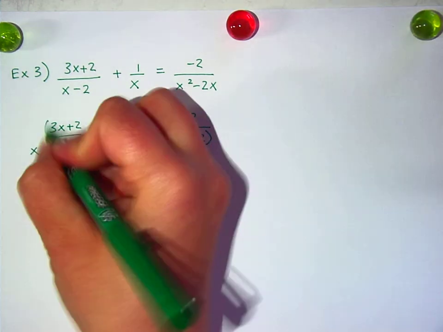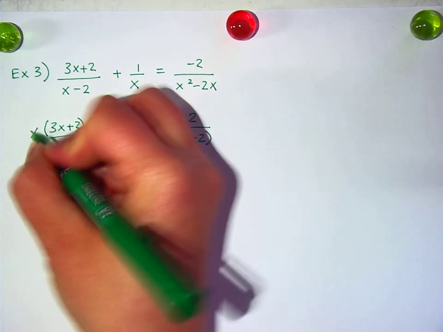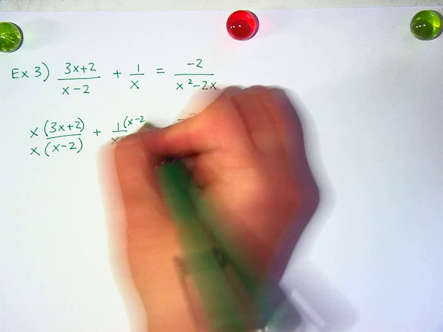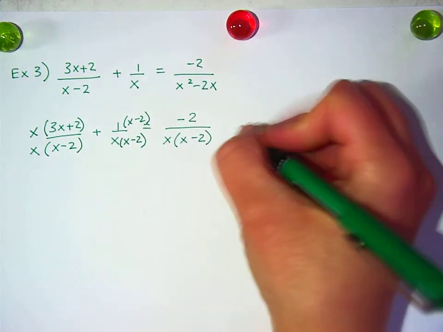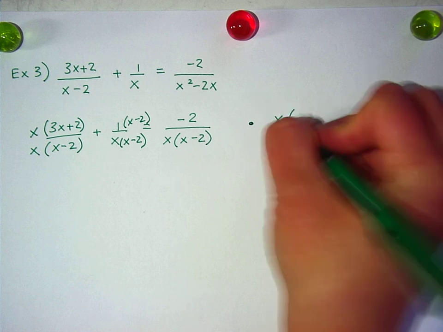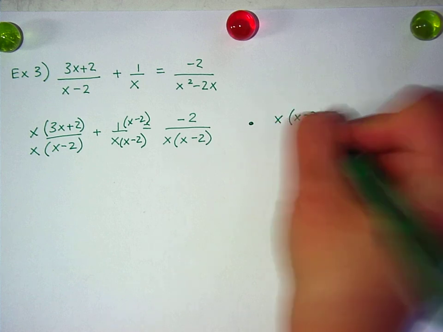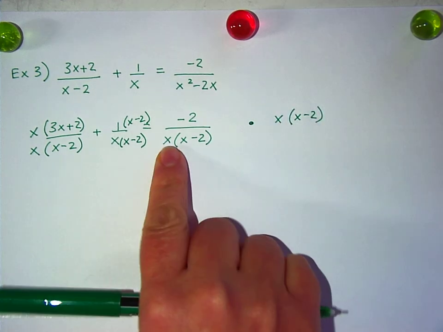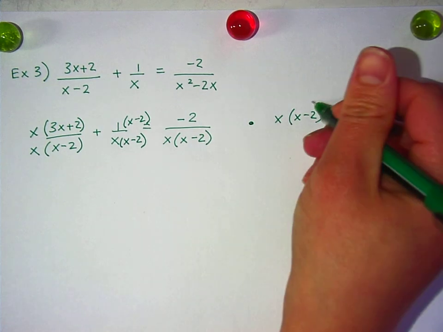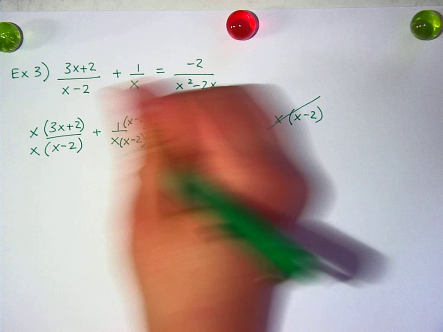Since I multiplied the bottom by x over here, I have to multiply the top by x as well. And this one I have to multiply the top by x minus 2 as well. And we're going to do that same trick we've been doing. Right now it's all divided by x times x minus 2, so to get rid of it, we're going to multiply by x times x minus 2. So that gets rid of all of these.